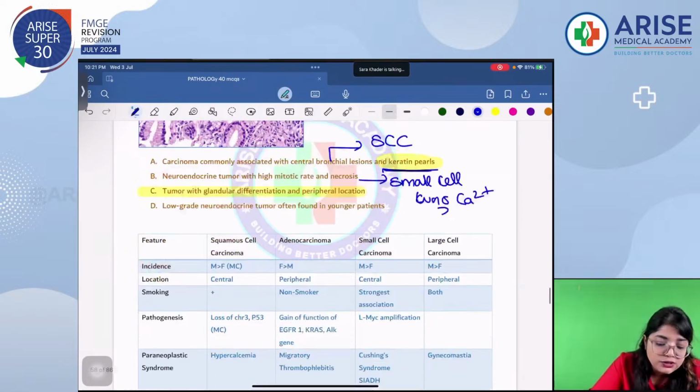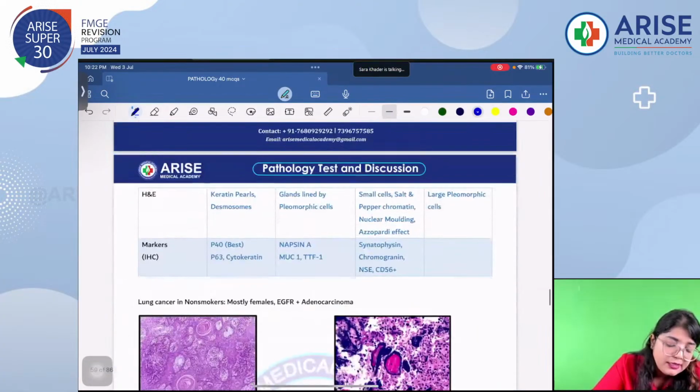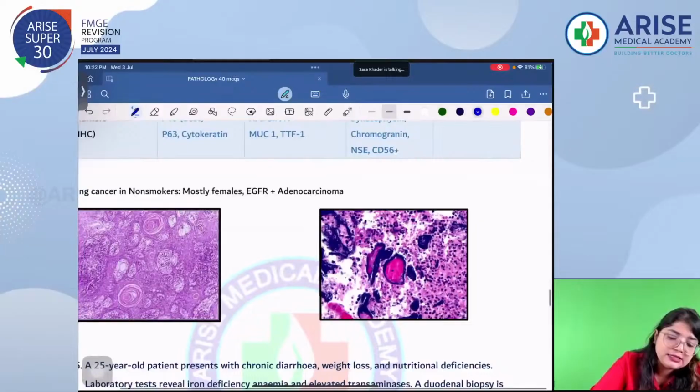Okay, so go through this table. This table is very, very, very important. All right, this table is very, very important. Yes, this is the famous effect.